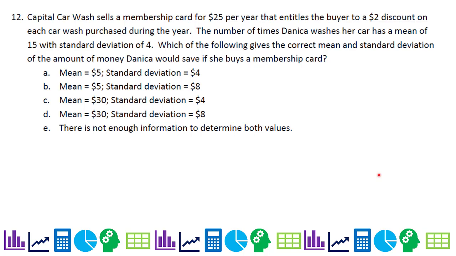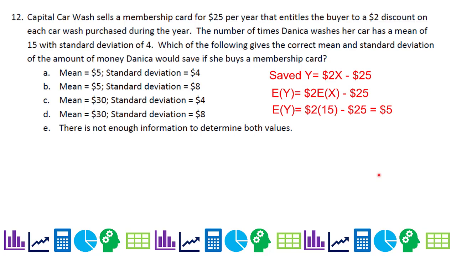First of all, we know that amount saved is going to be 2 times every time she washes her car, minus the cost of the $25 card. My expected value behaves very well. I'll just stick my expected value in there and I get $5. So we're pretty sure it's either A or B. Now we need to see if we can figure out the standard deviation.